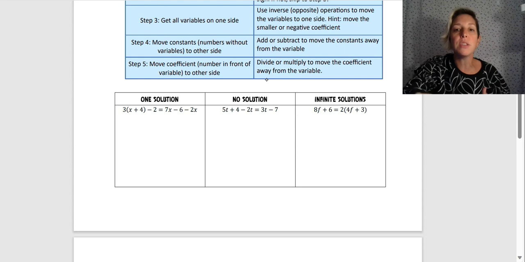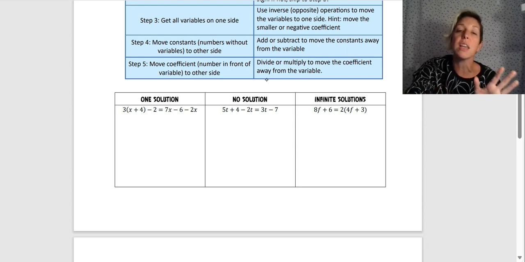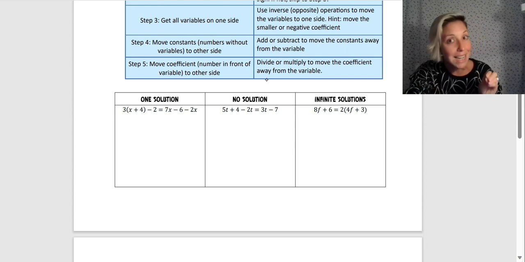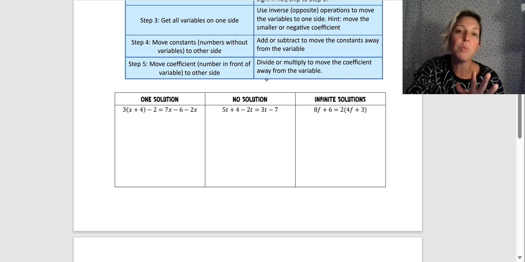So we've got one solution, no solution, and infinite solutions. I thought this was important to talk about because it is on your test, and some of you were a little confused by this when you were doing the quizzes for this lesson.